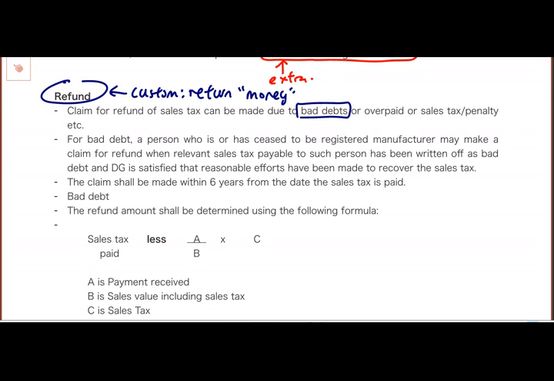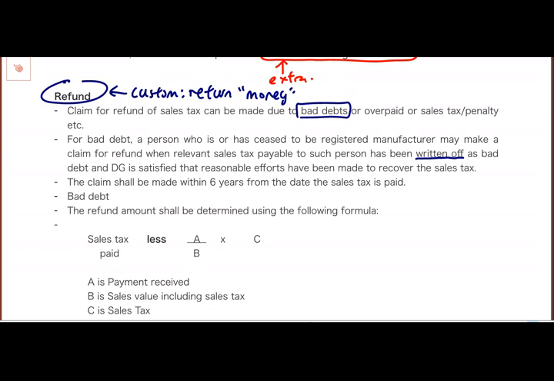In order for you to claim a refund for bad debt, this is what you have to do. The debt must be written off. Written off is not the same as provision. You understand? Provision is an anticipation that the person may not pay, but you still maintain the amount in their account. The person still owes you money. His name is there. Written off is that person totally cancelled off.